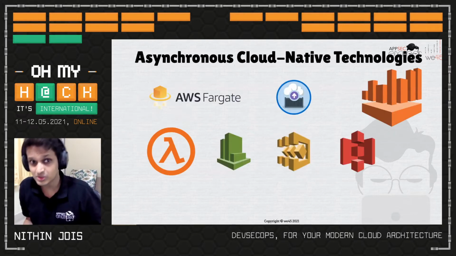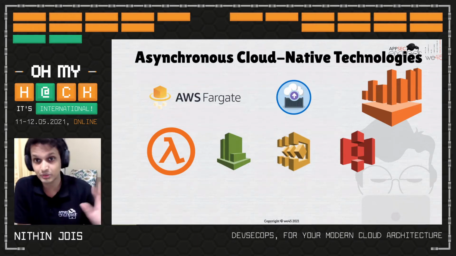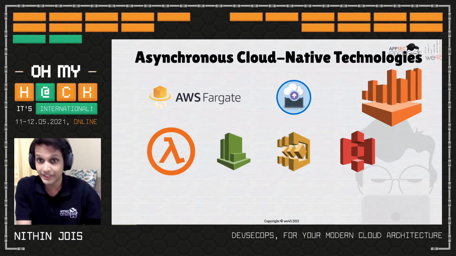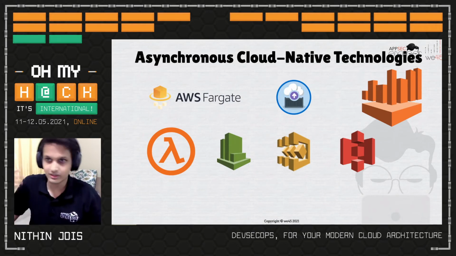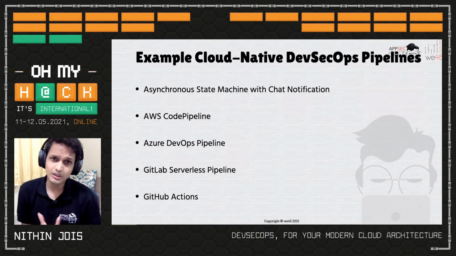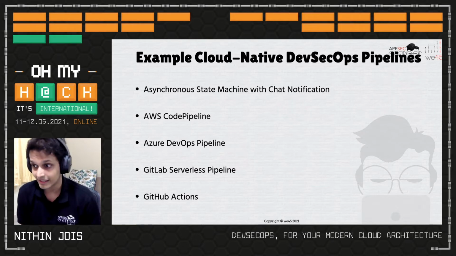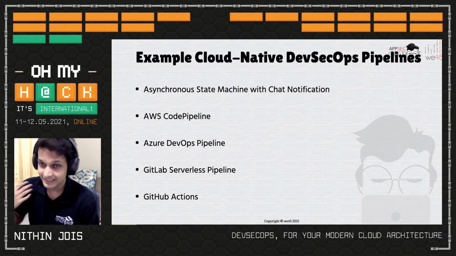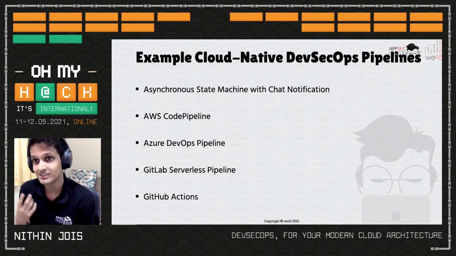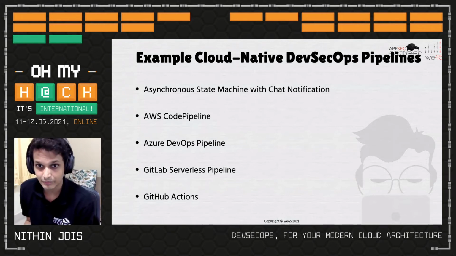And when it comes to asynchronous cloud native technology, we have serverless. So you can start leveraging serverless to perform a few security scans. Then you have cloud native technologies like AWS Fargate or even Step Functions, which we are going to be looking into very soon. So there are multiple cloud native DevSecOps pipelines that you can implement. Especially with things like GitHub Actions and GitLab CI, it makes it extremely easy for you to integrate some of these security checks into your entire DevSecOps pipeline itself.